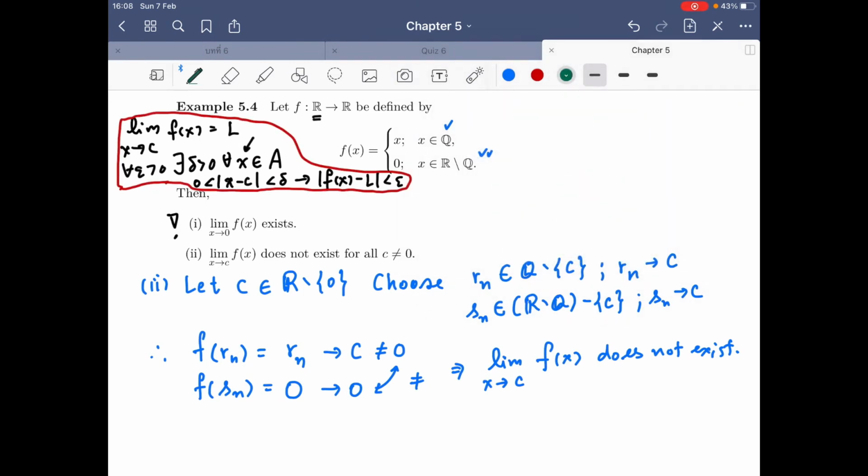So let us start by thinking about what should be this limit L. As your x goes to 0, if your x is rational, then the function value will be the x itself, right? So as your x approaches 0, it should go to 0. And if your x is irrational, then the function value is also 0.